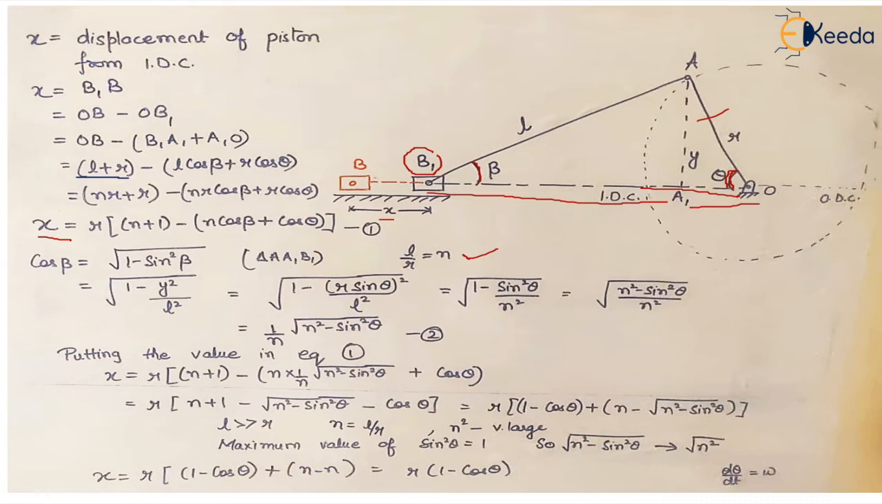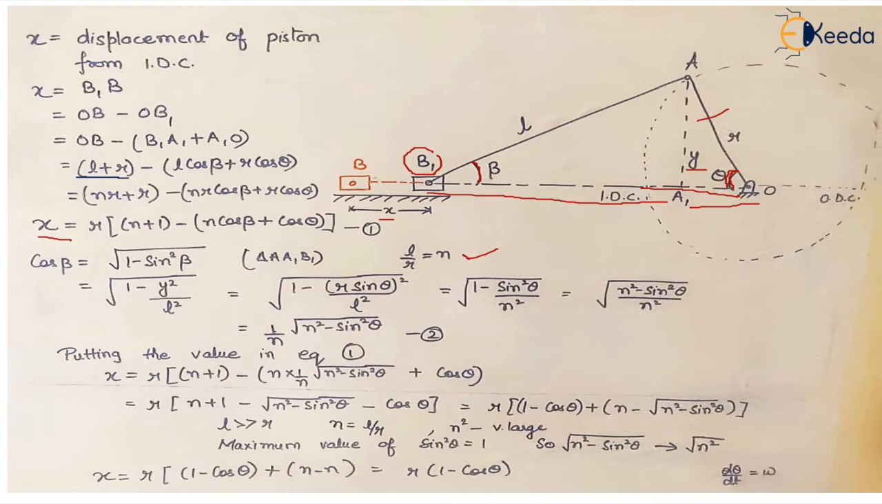Now there are two angles, two variables, so it is not easy to solve the equation. So what we'll do, we'll convert this beta to theta, right? So cos beta is what? We'll apply simple trigonometry, which is cos beta is under root 1 minus sine square beta. Now if you go in this triangle A1B1A, sine beta is what? y. y is this, we have made a construction, this is the vertical distance from point A, so this is y. So sine beta is y upon L, right?